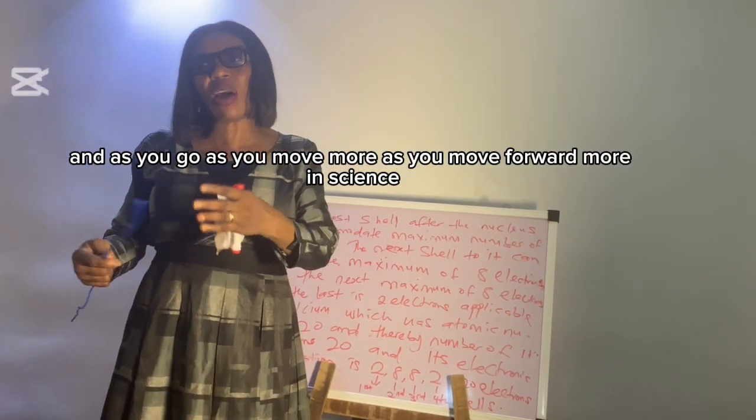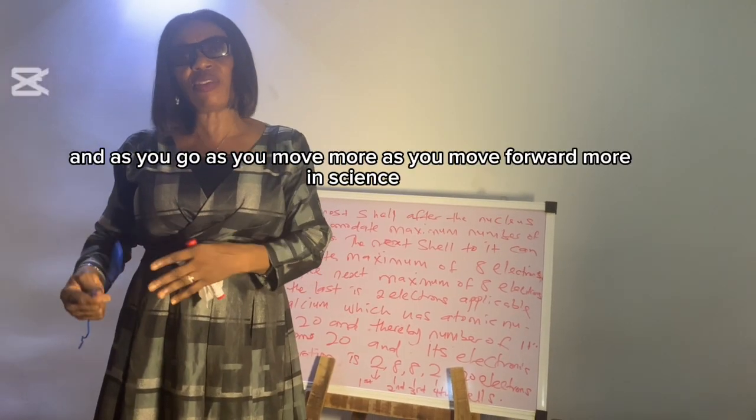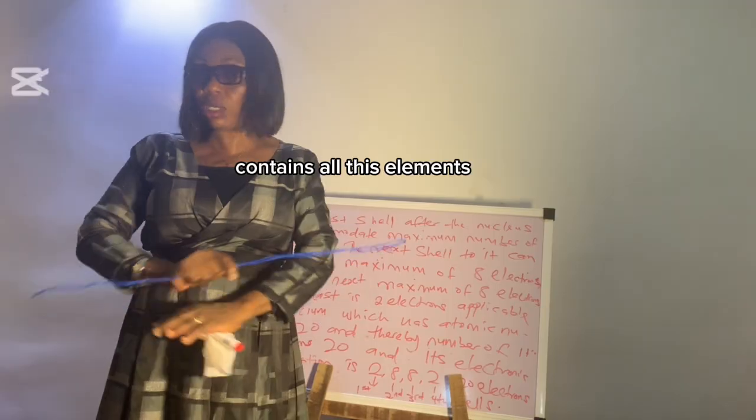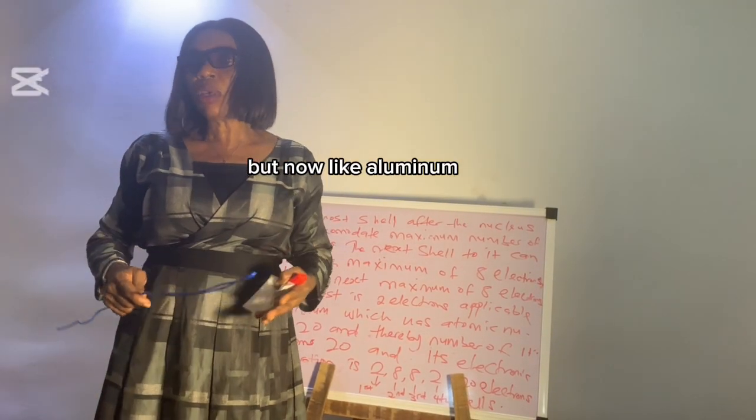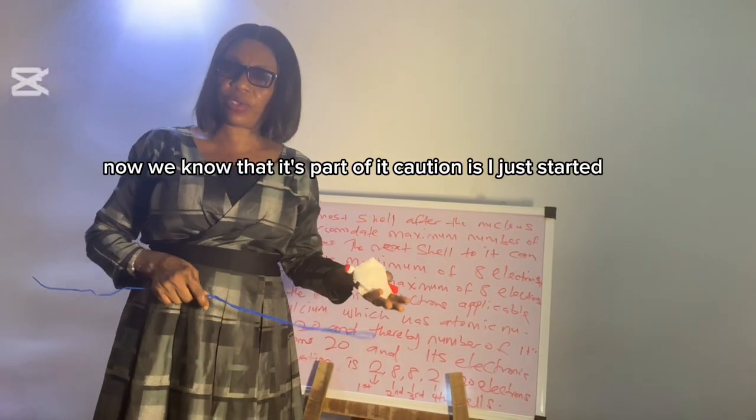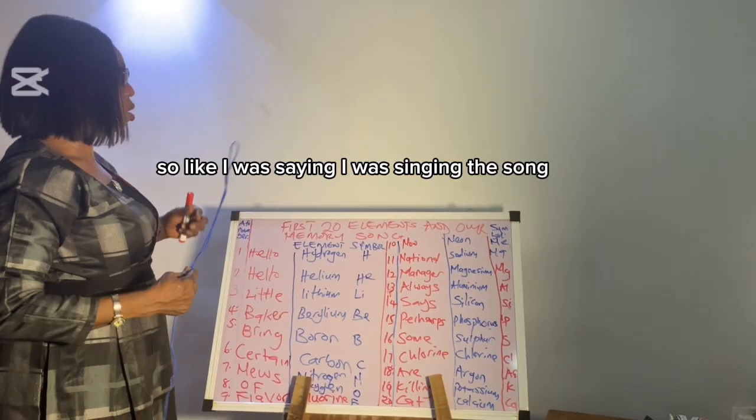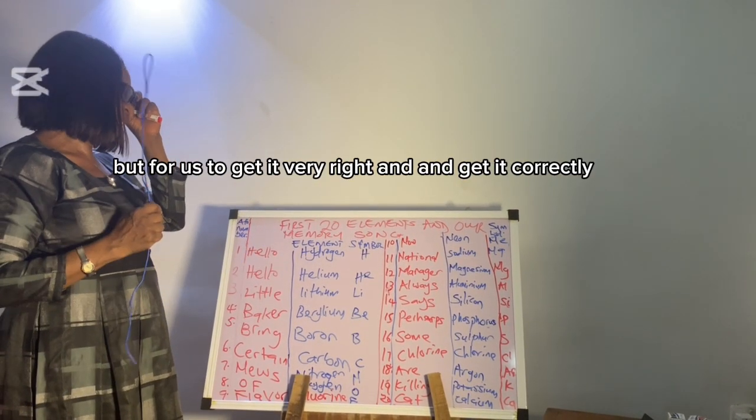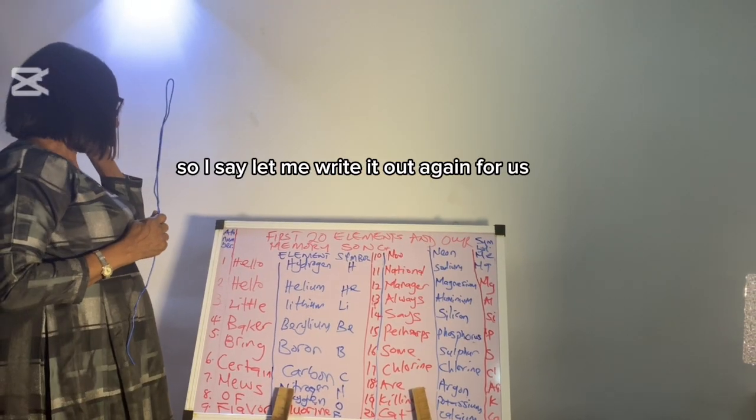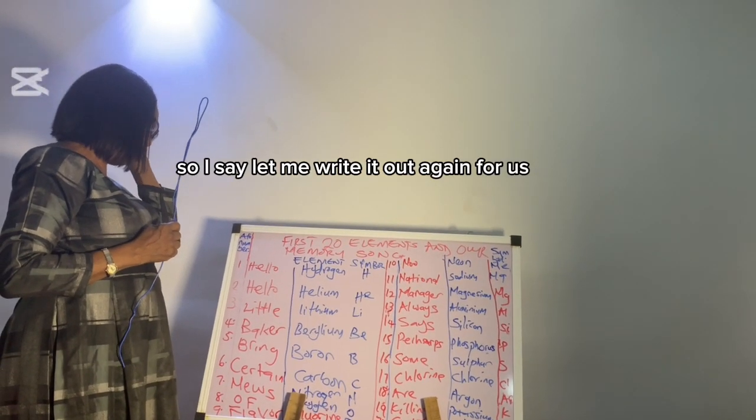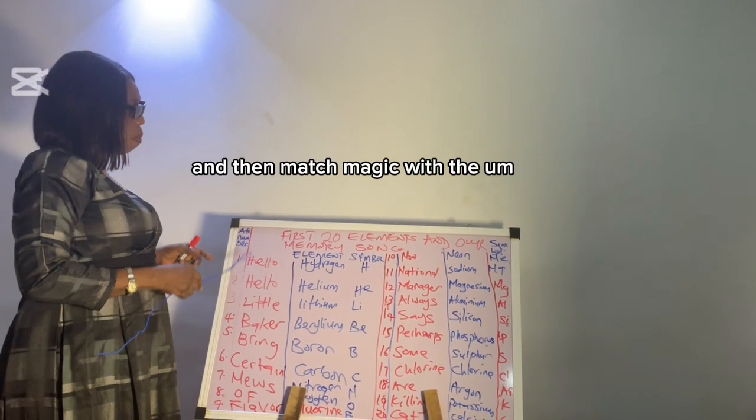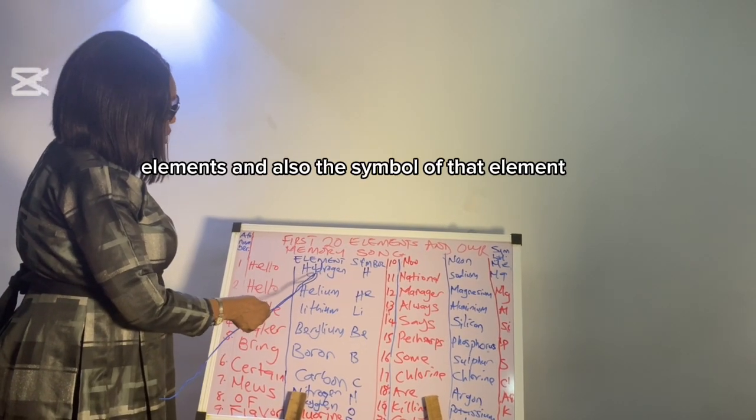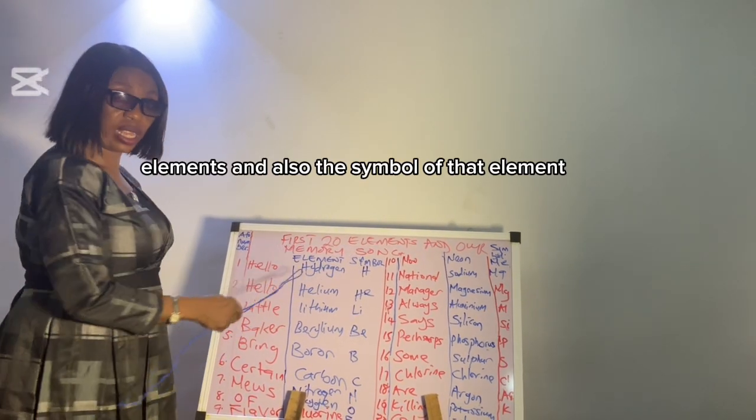And as we move forward in science, you'll see that the first 20 elements contain all these elements. Now, like aluminum, we know that it's part of it. So like I was saying, I was singing the song, but for us to get it very right, let me write it out again for us, and then merge it with the elements and also the symbol of that element.